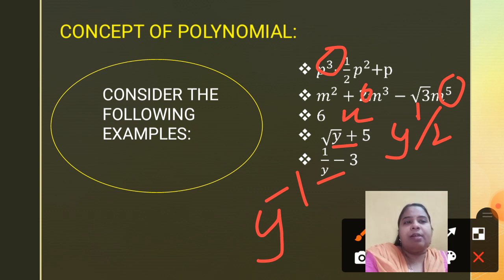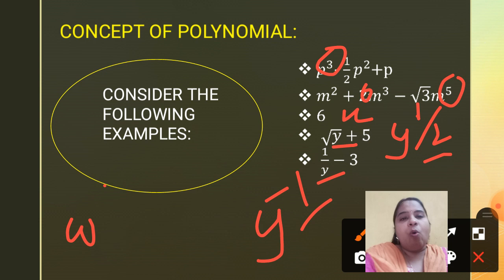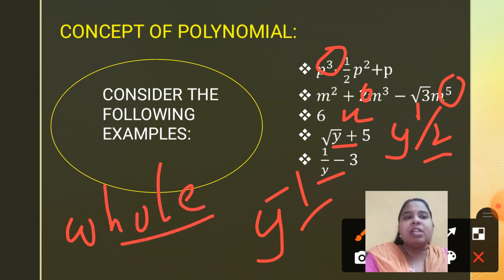Now look at the examples and try to understand the concept of polynomial. The degree is 3 in the first case, 5 in the second, 0 in the third, 1 upon 2 in the next, and the last one is minus 1. So I will define polynomial as those algebraic expressions whose degrees are whole numbers. Now do you know what are whole numbers? Do whole numbers start from 1? No.